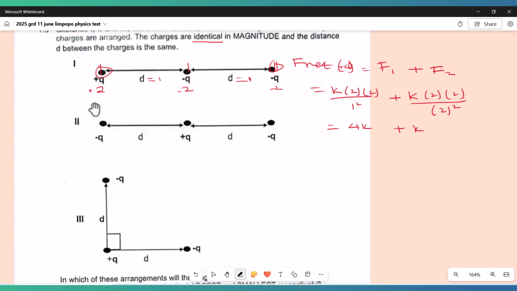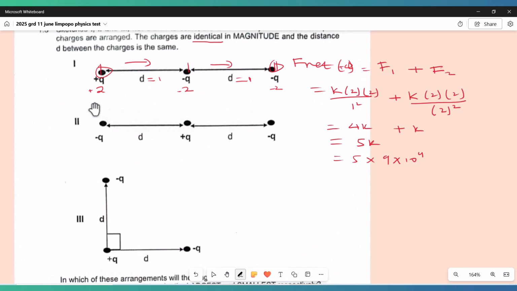Because both negative charges are to the right of the positive charge, they give us the same direction. They are both attracting the positive charge in this direction, so they all have the same sign, which is attraction, and it's going to be 5K. Our K, we know it's a constant, which is 9 times 10 to the power 9. That's our answer for this case.